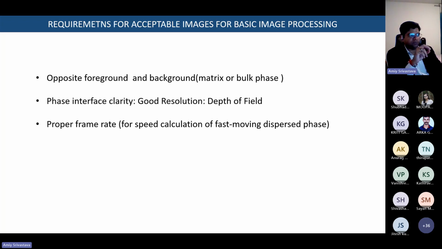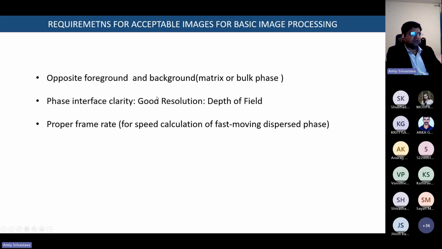In two phase multi-phase studies, we have one disperse phase and one matrix. In order to get good images or easy image processing using basic methods, we should have a foreground and a background. I will talk about foreground and background in a later slide. But image quality should be very good. We should have a clear cut background and clear cut foreground. Then only basic image processing methods can solve this issue.